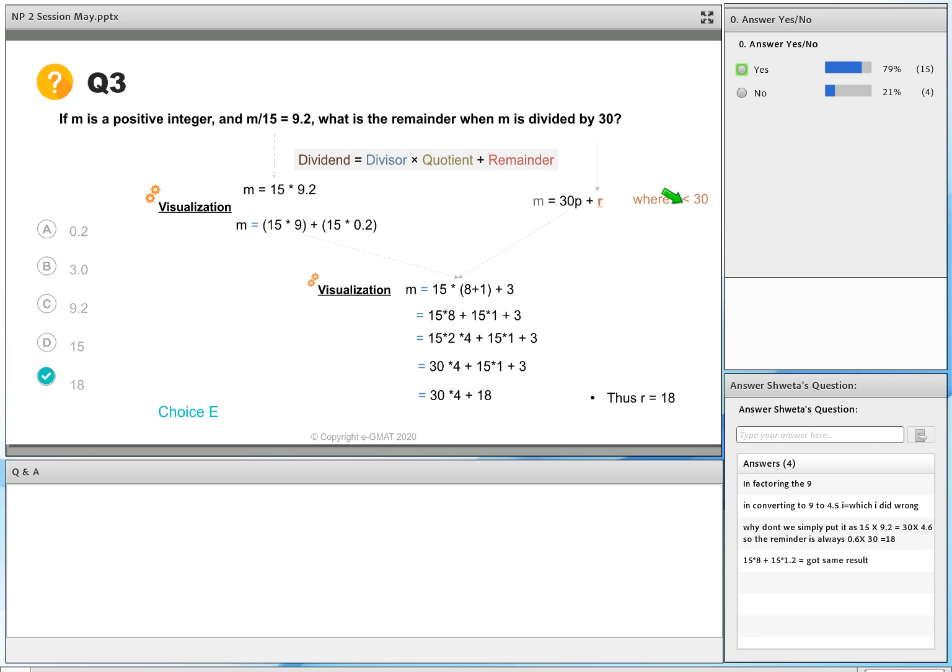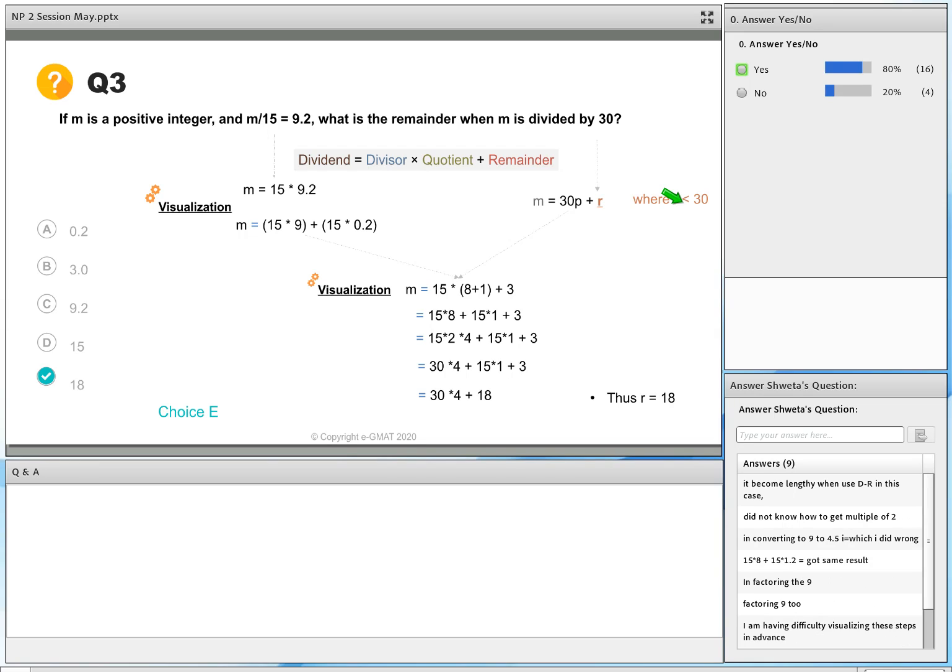15 times 8. Why don't we simply put 15 times 9.2? Okay, I lost your message. As 30 times 4.6. So the remainder is always this. We're not actually, no, you can't say 30 times 4.6. It is not the DNR equation. You're not allowed to have the decimal as any divisor, as your quotient. But I see what you've done.